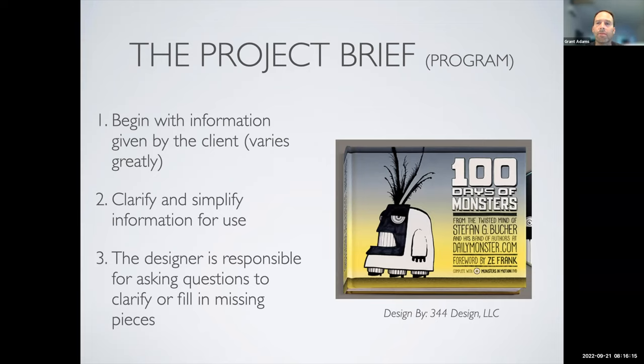So continuing with that project brief or the program, we need to start with information that's given to you by the client. And this can vary greatly. In the world of architecture, this is somebody coming to you and saying, I want a new kitchen. And you say, okay, that's great. Talk to me about your kitchen. What would you like to see in your kitchen? Let's define the scope. What's your budget? What are you looking for? So we're clarifying and simplifying that information. And you, the designer, are responsible for asking questions and clarifying to fill in those missing pieces.